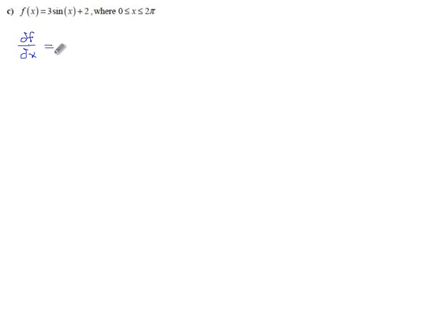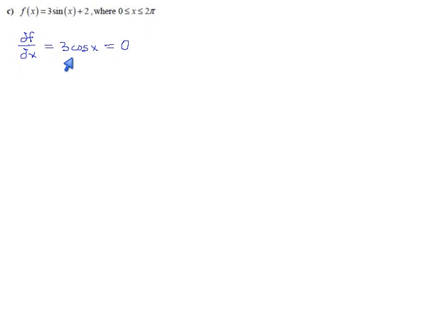Now, you may remember that the derivative of sine is cosine. We need that here, of course. So the derivative of 3 sine x is 3 cosine x. The derivative of 2 is 0, so that part's gone. And we're interested in the places where this derivative is either 0 or undefined. Those are what we call the critical values, or the critical numbers.